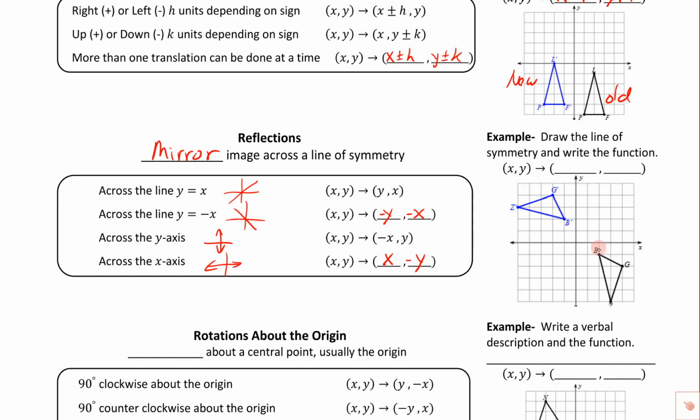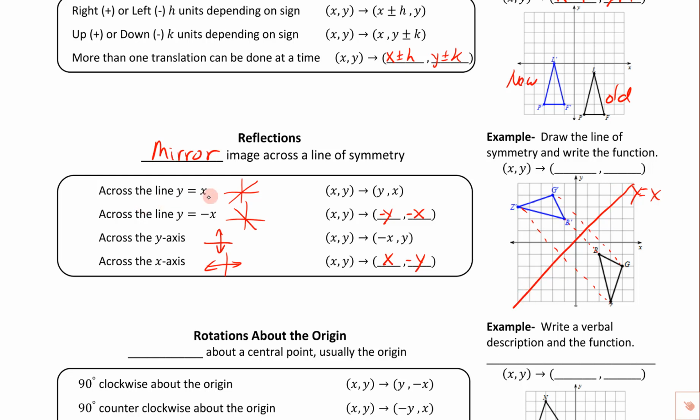And one way that you could tell what line we're reflecting this across, what the line of symmetry would be, is if you draw a line between B and B prime, G and G prime, and Z and Z prime. We want to find a line that goes right through the middle of here, and it's got to be perpendicular to each one of these. So that's going to be this line right here. So that's going to be the line y equals x. So it's a reflection across the line y equals x. There's our line of symmetry.